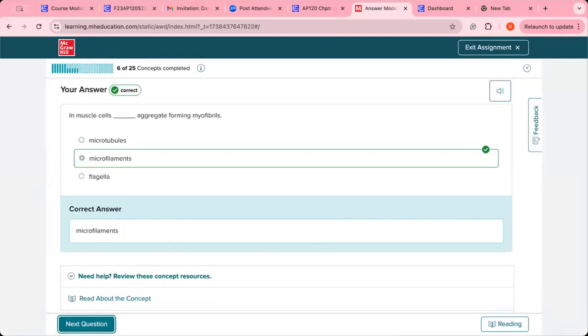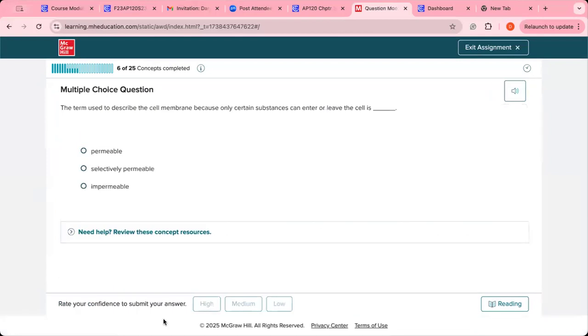Okay, next question. The term used to describe the cell membrane, because only certain substances can enter or leave the cell, is called permeable, selectively permeable, or impermeable. Which one?